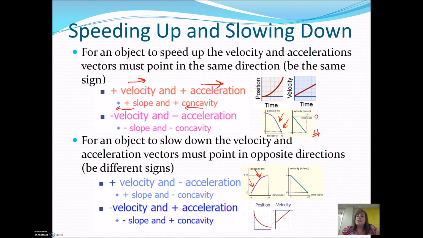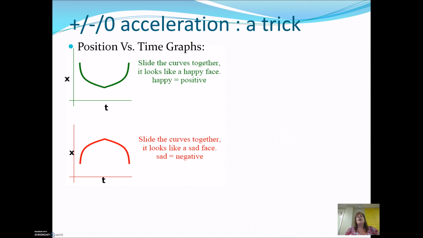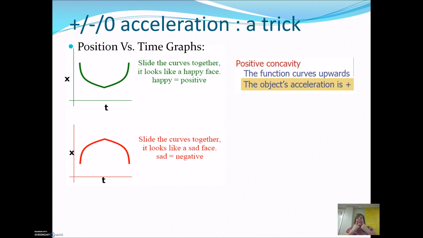Now, there are times when you're going to have to look at a position versus time graph, for example, and say positive or negative acceleration. And you could be like, oh, okay, speeding up in the positive direction, slowing down in the negative. Wait, what way am I going? Well, I have a trick for you. On a position versus time graph, if you have positive concavity, like a happy face, that is positive acceleration. If we have negative concavity, which is like a sad face, that means negative acceleration. So positive concavity, smiley face, positive acceleration.